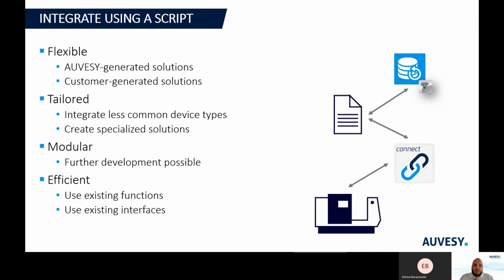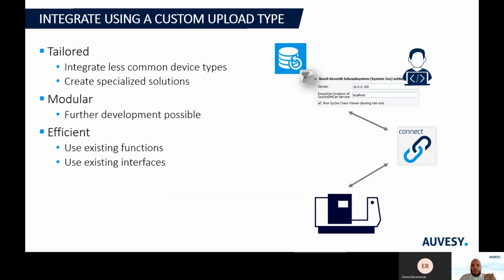The best part of this one is that it's also much easier and more modular if you need to improve the solution or add some more functionality to it. It's pretty easy to do this. And it's pretty efficient because you can use existing functions and interfaces from versiondog or maybe also from the device manufacturer's support. So it's possible that you also create a custom upload type. This will be done with the help of Auvesy.